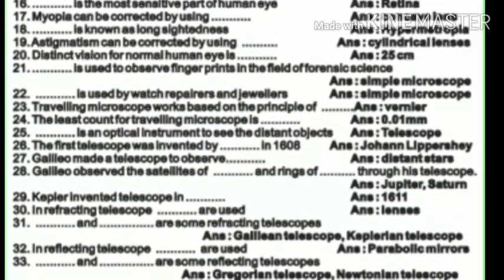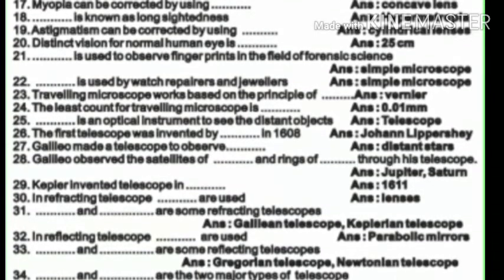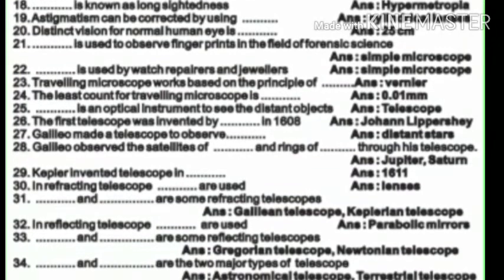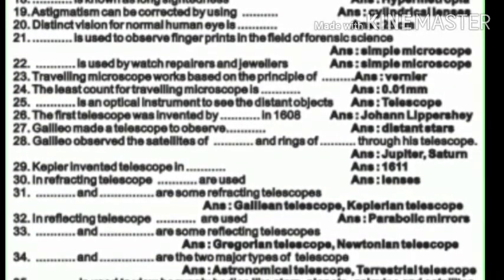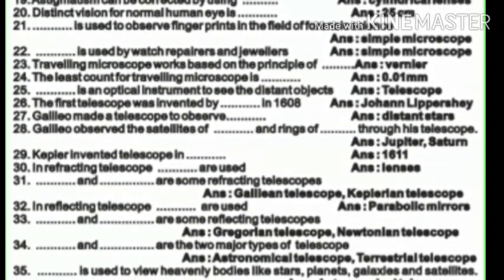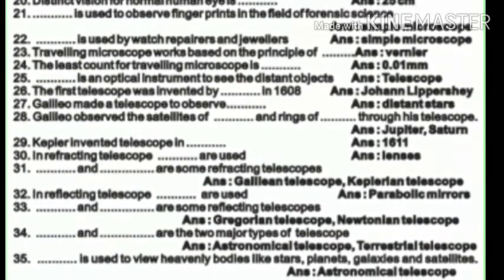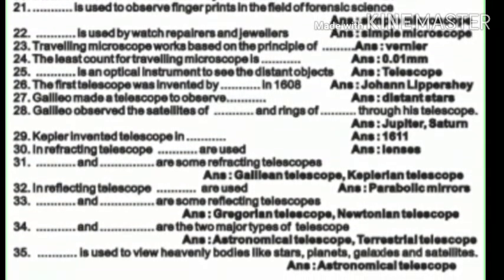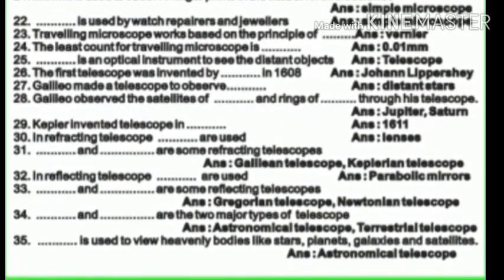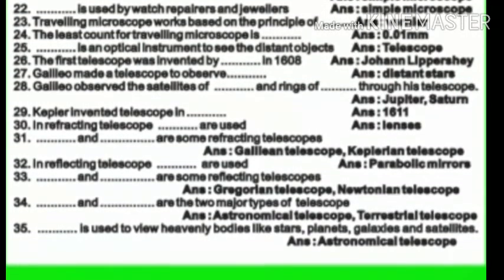0.01 millimeter. Dash is an optical instrument to see the distant objects. Telescope. The first telescope was invented by dash in 1608. Johann Lippershey. Galileo made a telescope to observe dash distant stars. Galileo observed the satellites of dash and rings of dash through the telescope. Jupiter and Saturn. Kepler invented telescope in dash. Answer is 1611.